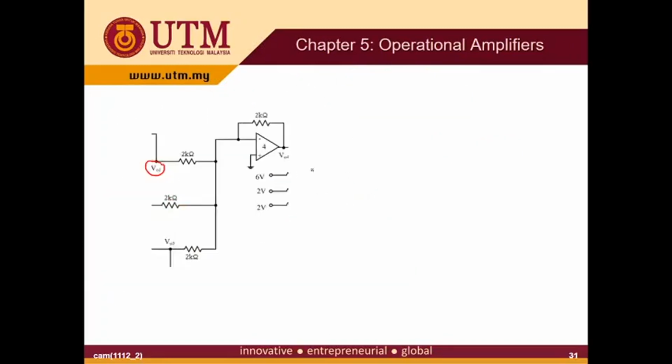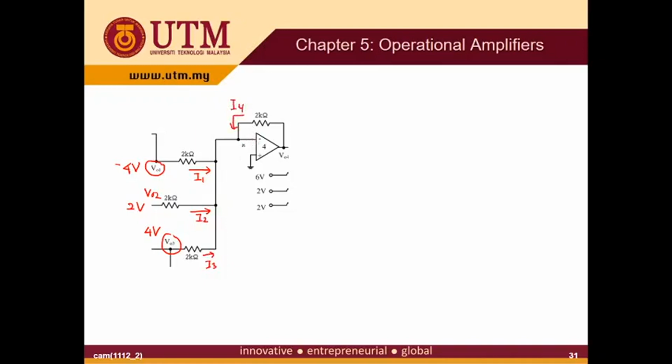So we go to the op-amp number 4. I put the value for V out 1 is minus 4 volt, V out 2 is 2 volt, and V out 3 is 4 volt. So we do the op-amp number 4. So the KCL, label the current first. This is your I1, this is your I2, this is your I3, and this is your I4.